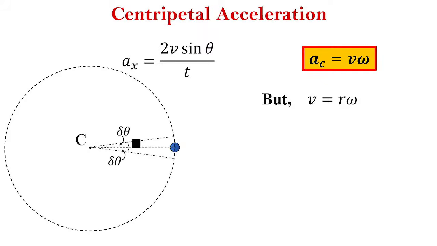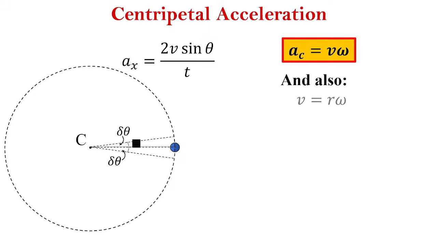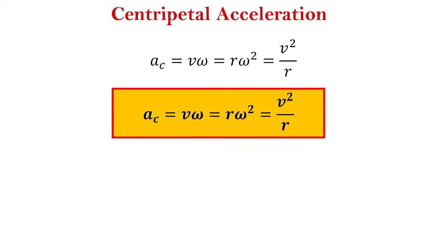So V equals R omega. R omega can be substituted on behalf of that. So AC equals R omega into omega. So R omega squared. And we can repeat the same process. V equals R omega, but omega equals V over R. I replace omega and get another formula, that is V squared over R. And we have 3 formats of centripetal acceleration.